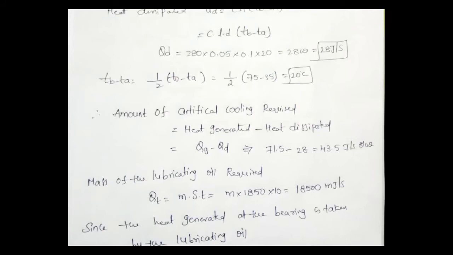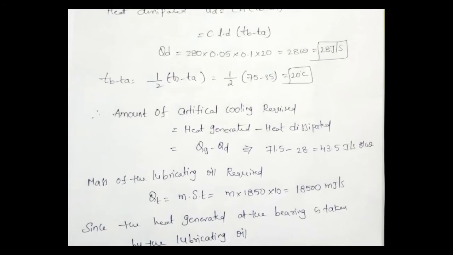If that is the case, as I already mentioned, in a design procedure either you have to redesign your bearing value or you have to go for artificial cooling. There are two methods: either you go for a redesign, or otherwise you simply go for an artificial cooling method, right?